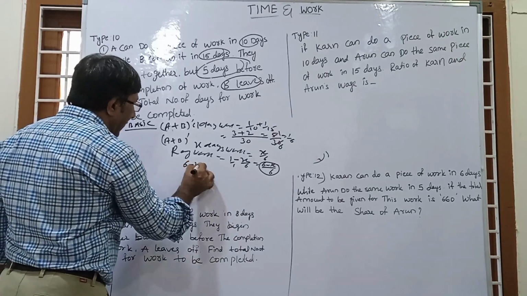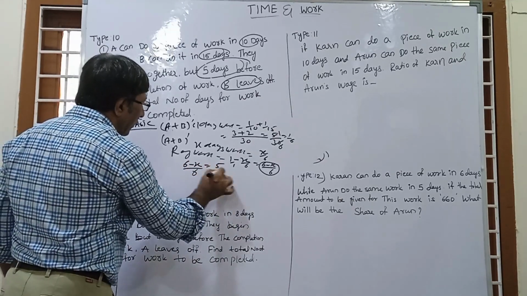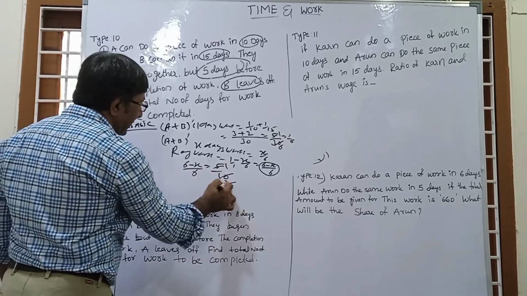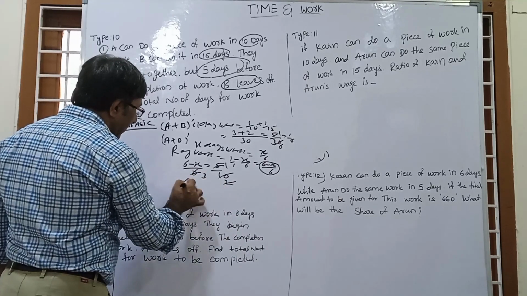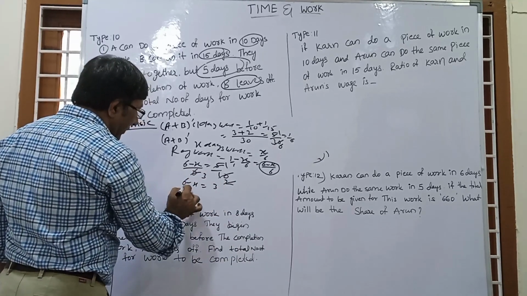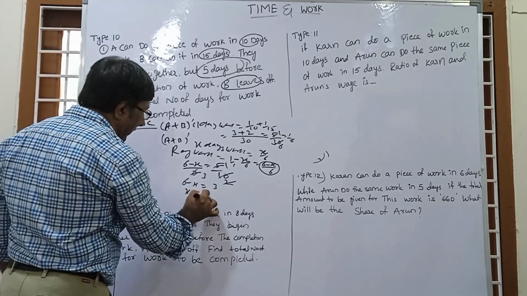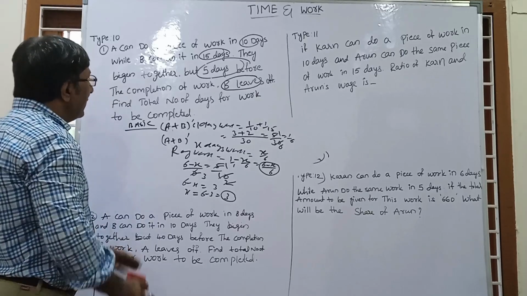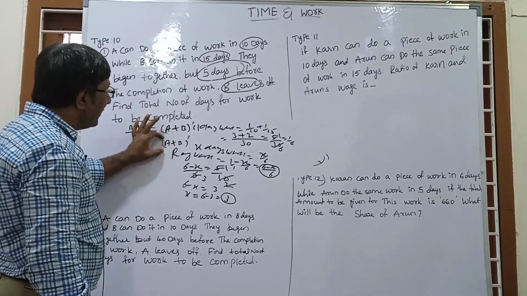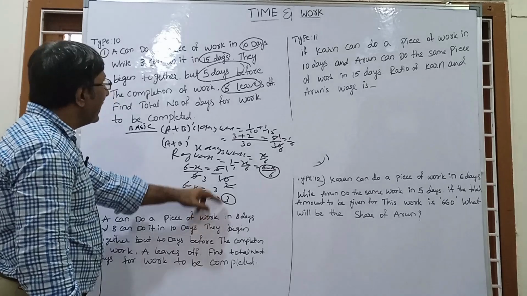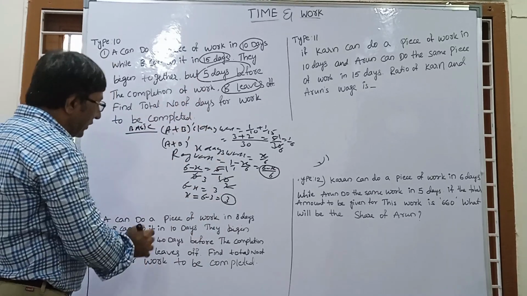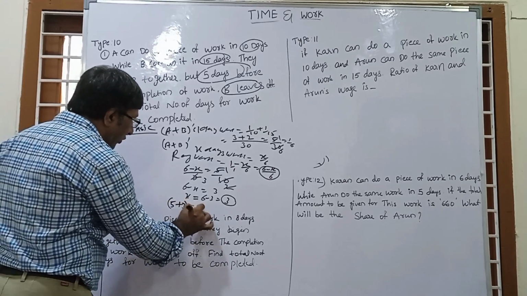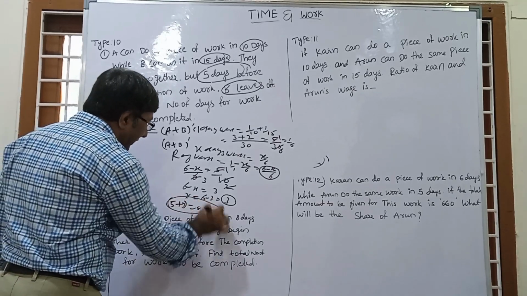So 6 minus x by 6 equals 5 by 10. 5 1 is 5, 5 2 is 10, and 2 3 is 6. So 6 minus x equals 3, and you can find x equals 6 minus 3, that is 3. So A plus B have worked together for x days, and then 5 days more. Total required days is 5 plus 3 equals 8. So our answer is 8 days.